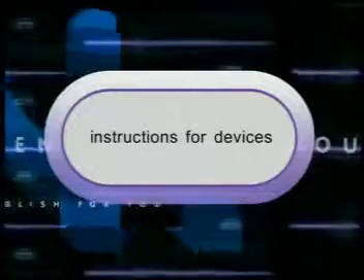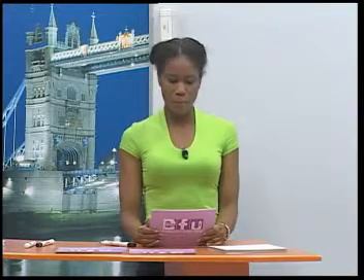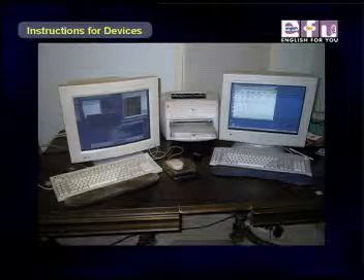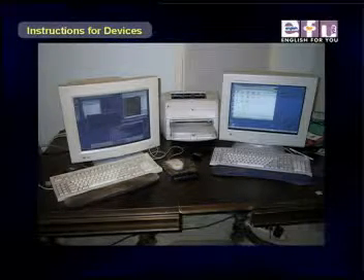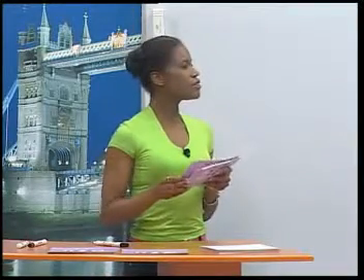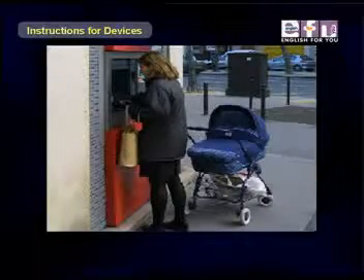Instructions for devices. Now let's talk about some machines and devices. Take a look at your screen. This is a picture of a computer. Linda, what do we use a computer for? We use a computer for sending emails, finding things on the internet, and to work. Good job.